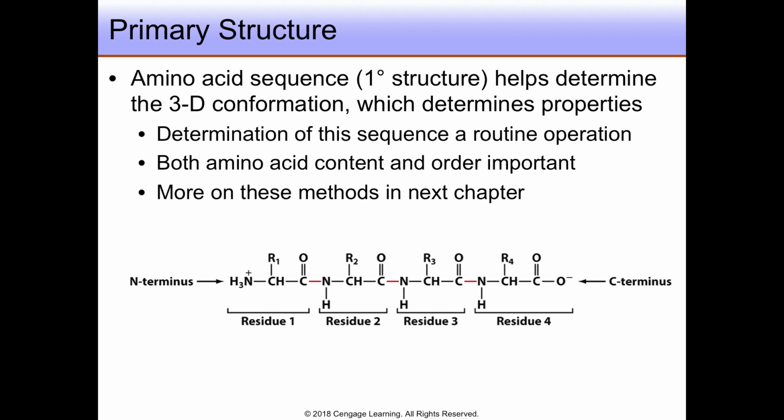Let's focus now on the primary structure of a protein. Recall from an earlier lesson that the order of monomers in our polymer is informational. That is, the order determines the final structure and function of the molecule. We'll look at how to determine the amino acid sequence of a protein in a separate lesson.